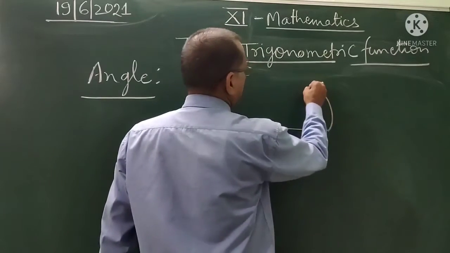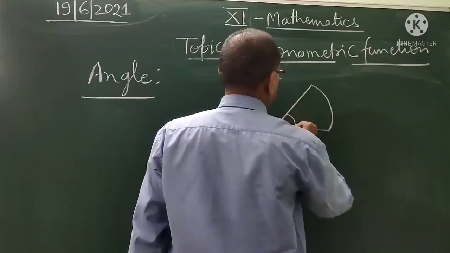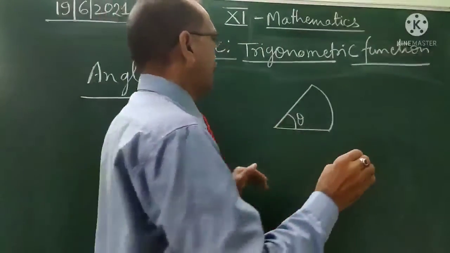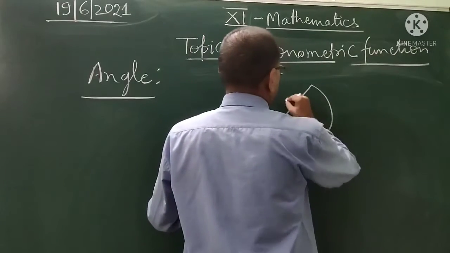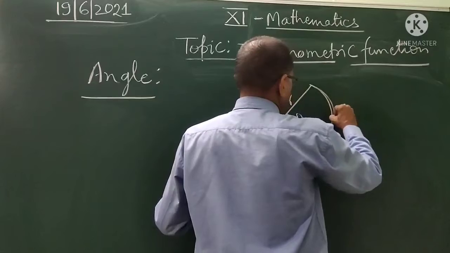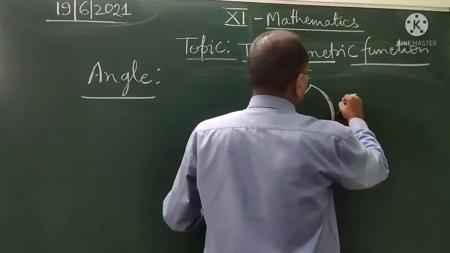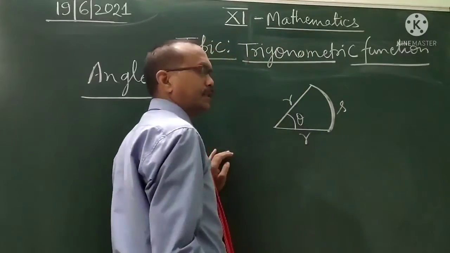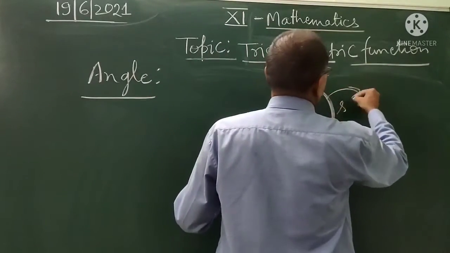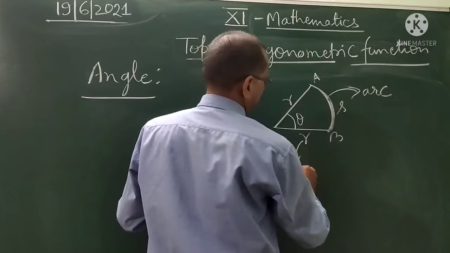Dear student, there is an angle theta. This is the angle of some part of the circle. Let R be the radius of the circle. This is the arc length, and this length is denoted by S. AB is R. Here it is the radius.